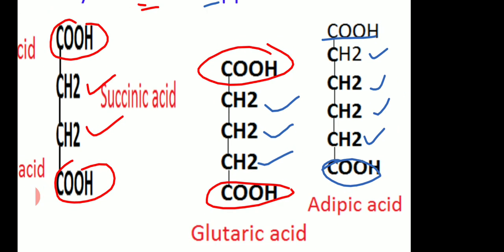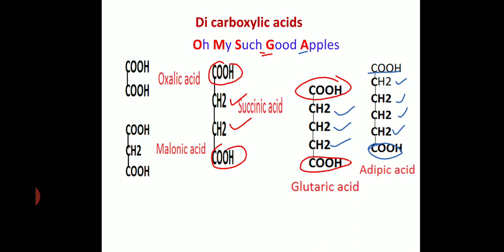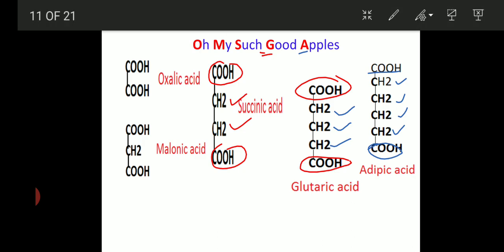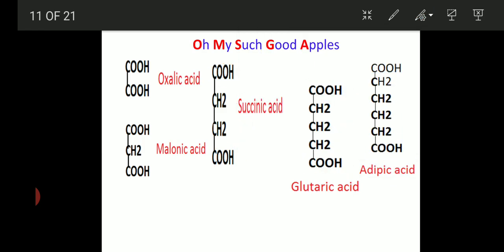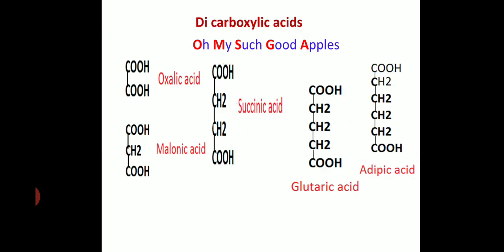That is how we remember the shortcut, the famous sentence, "Oh my such good apples": oxalic, malonic, succinic, glutaric and adipic acids. This is how we remember dicarboxylic acids. All these examples are important because we study them in detail in the next chapter, the carbanions chapter.